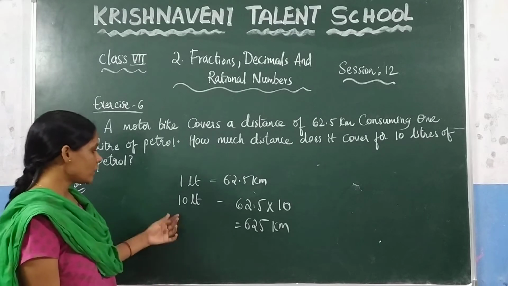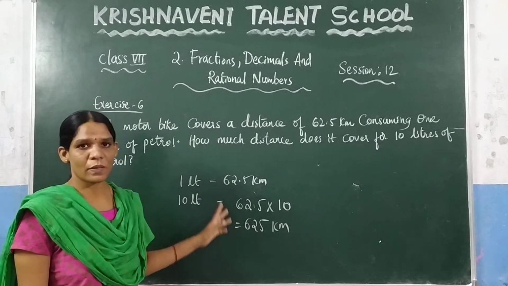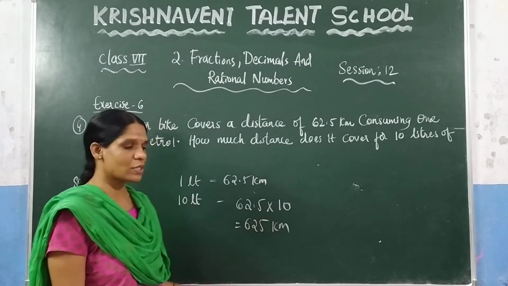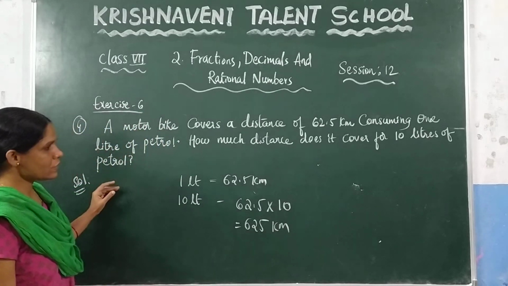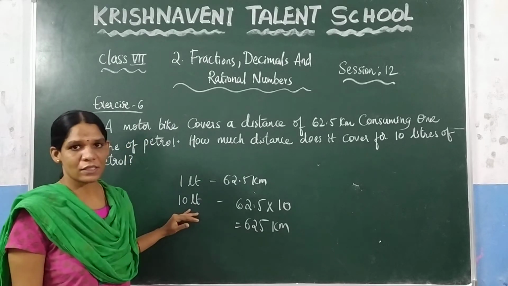So with 1 liter of petrol, the motorbike is traveling a distance of 62.5 kilometers, and in the question they asked with 10 liters of petrol, how much distance the motorbike will travel. For that, you just need to take the multiplication of these two values, so that we are getting 625 kilometers as the distance traveled by the motorbike using 10 liters of petrol.